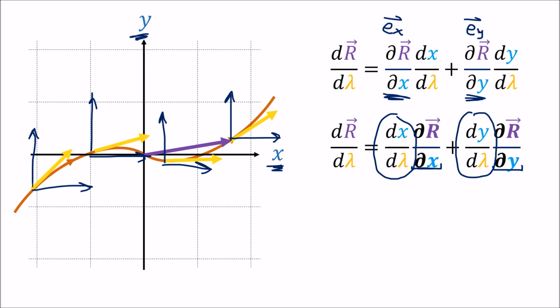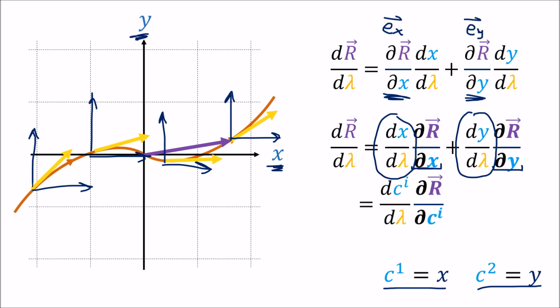And if we use this notation I talked about, where c1 is equal to x and c2 is equal to y, I can rewrite this chain rule as a summation using the Einstein notation. That lets us express the basis vectors and components a little more compactly.